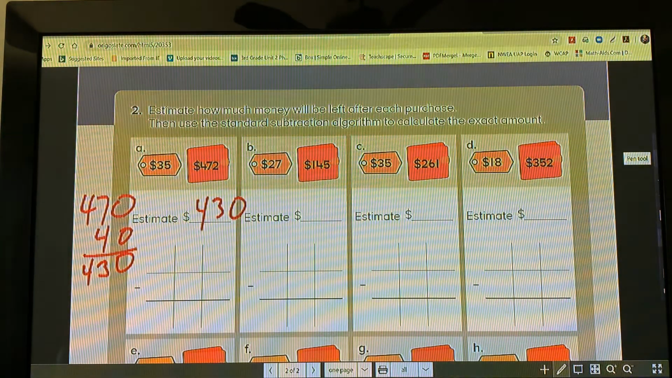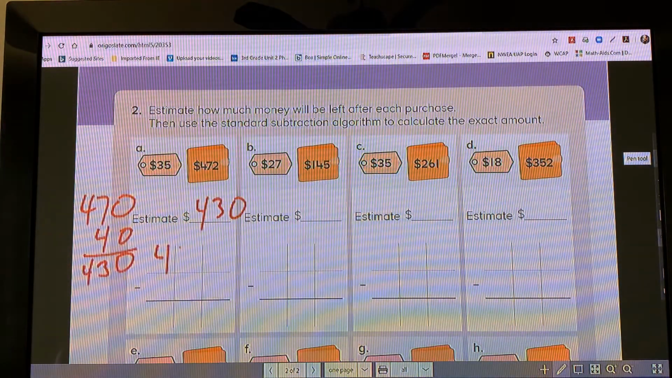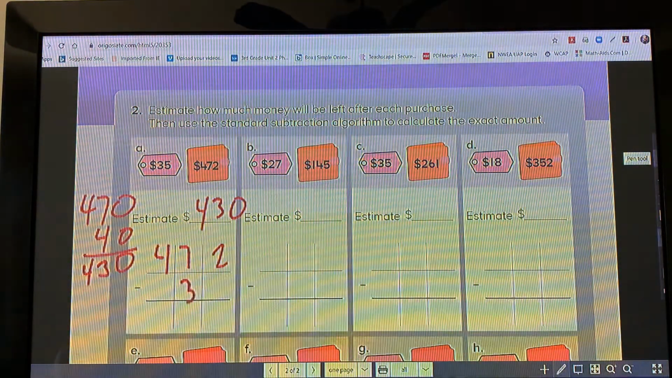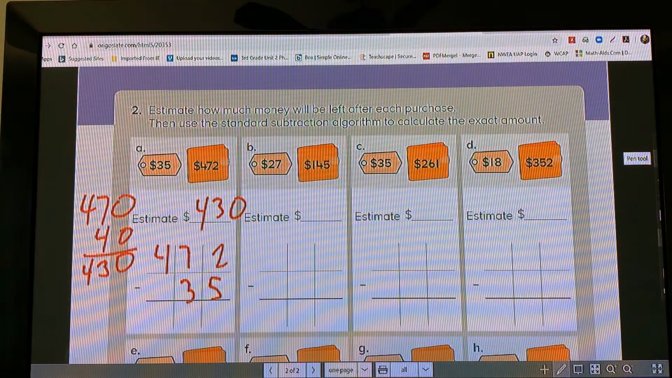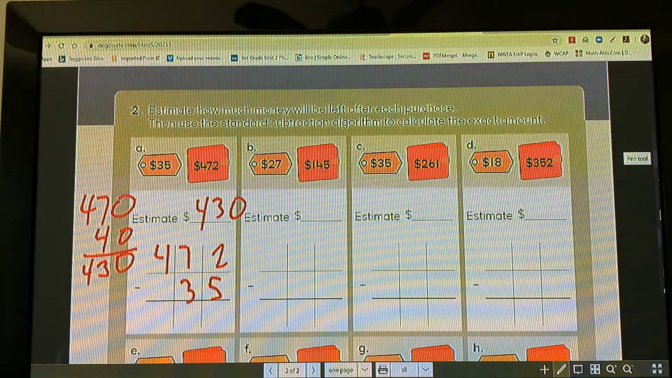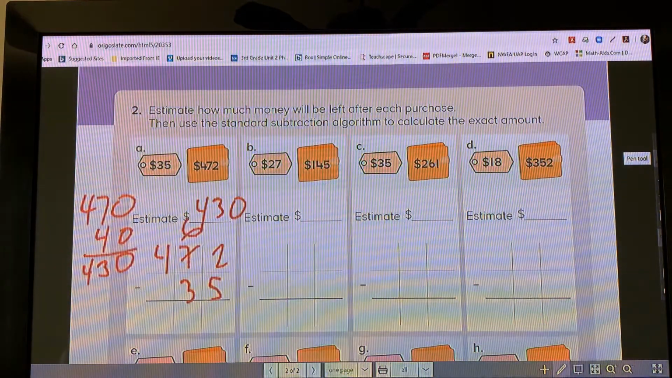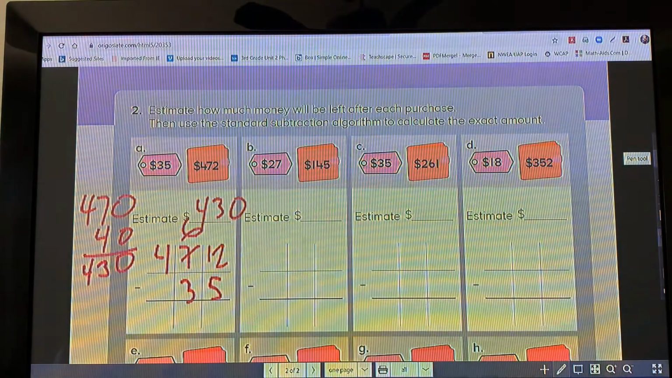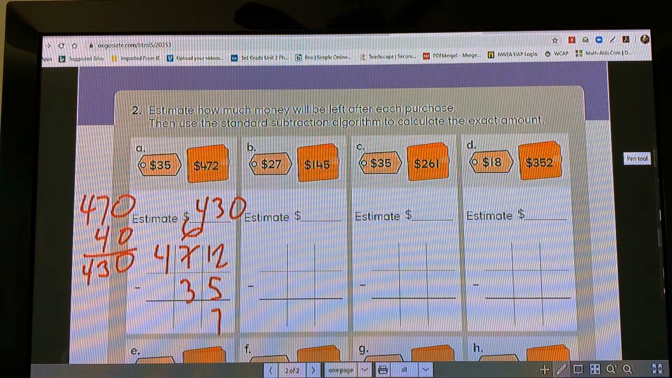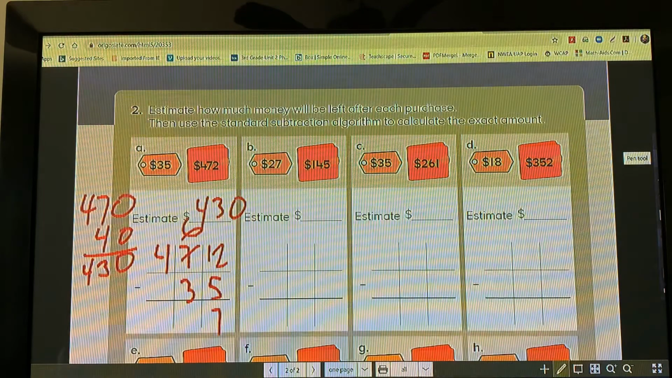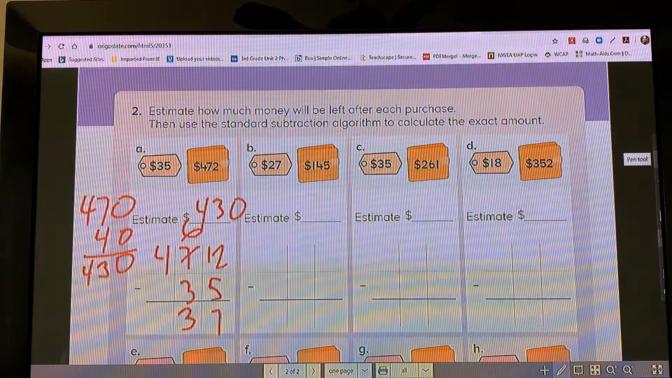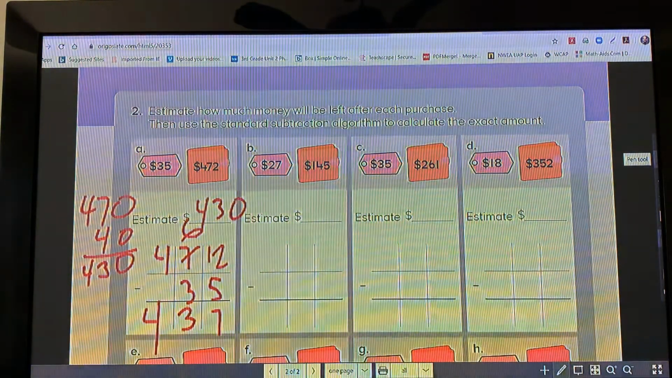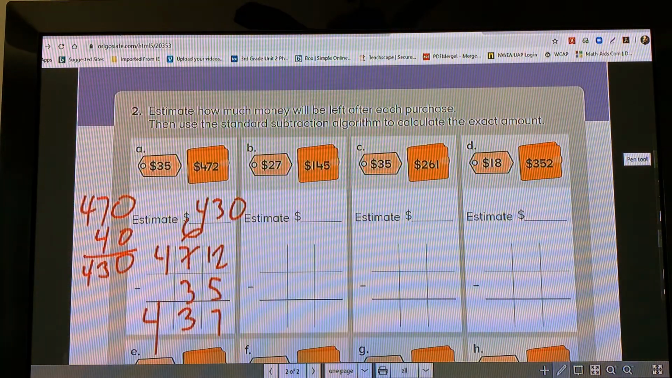I'm going to go ahead and use standard algorithm this time and put 472, and then I'm going to put 35 down here. All right, so 5 tens take away 2 tens. I can't do that. I'm going to regroup 1 10 for 10 ones. So 10 ones plus 2 ones is 12 ones, right? 12 ones take away 5 ones is 7 ones. And then 6 tens take away 3 tens is equal to 3 tens. And then 400, right? 437 isn't that far away from 430.